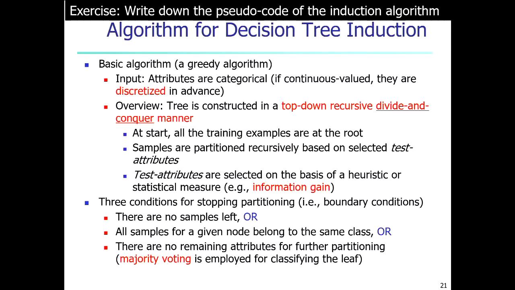Okay, then we'll look back to the overview. So at the start, all the training examples are at the root, and each time you partition the samples, or partition the data, recursively based on a selected test attribute. We will talk about this later, how to select the attribute. And then you decide whether you should stop or whether you should recursively do the same procedure again. So far, so good? Okay.